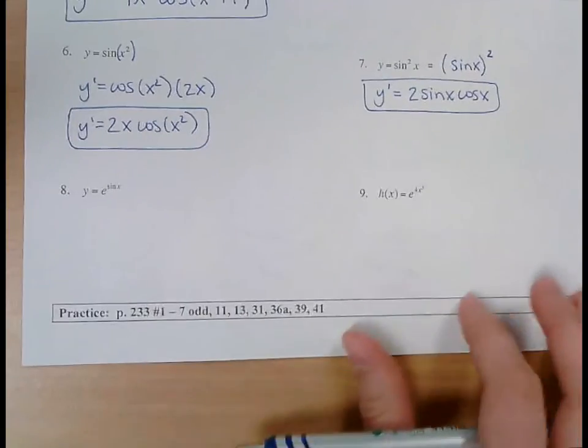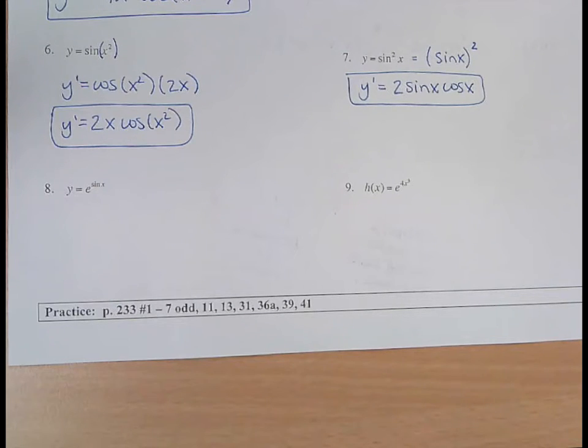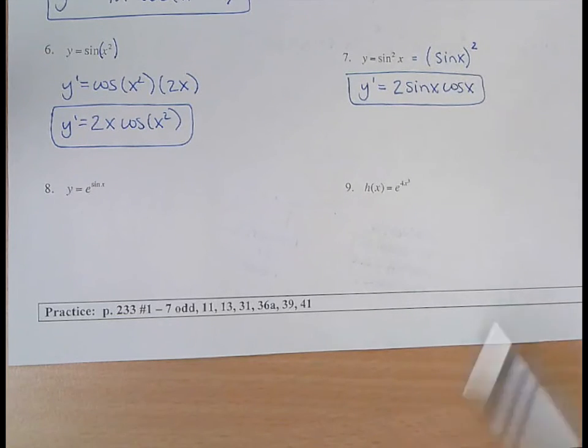Alright, I want to be quick with this. Some of you already have 8 and 9 as well. Double check 6 and 7. For 7, Kai had asked, could you also write this as sine of x times sine of x and use the product rule? Yes, you can. You should get the same thing. Okay, 8 and 9 are very similar because they both involve e.